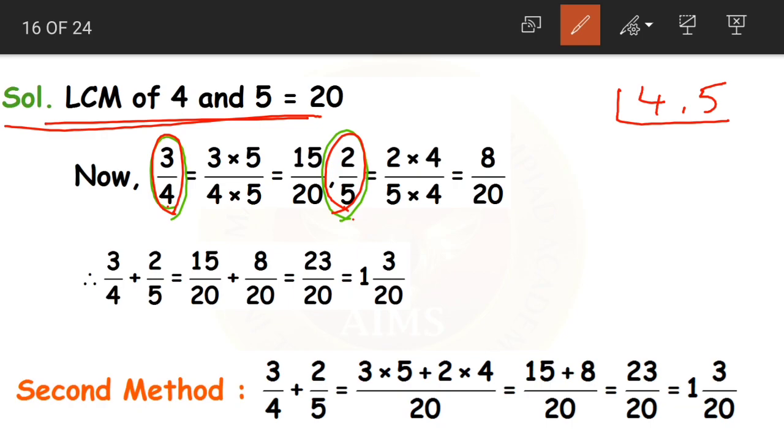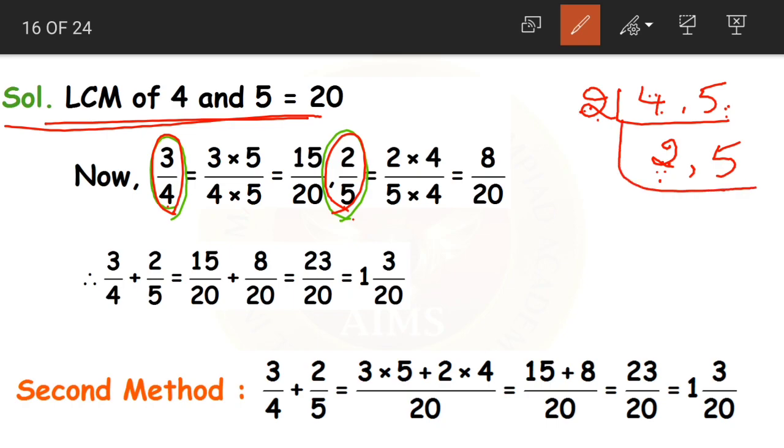While finding out the LCM, we always take the prime numbers. Let me take the prime number 2. Is 4 divisible by 2? Yes, 2 2s are 4. So I wrote 2 here. Now is 5 divisible by 2? No. So I will simply write 5 as it is. Clear students? 2 2s are 4, so I wrote 2 here, but 5 is not divisible by 2, so I wrote 5 as it is.